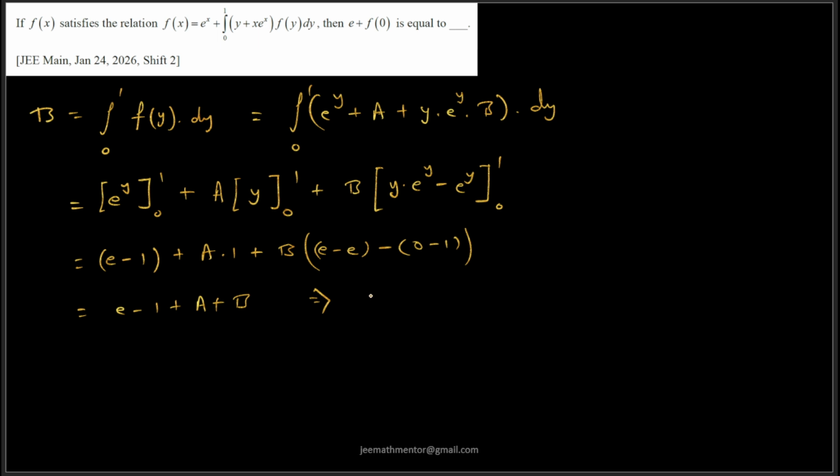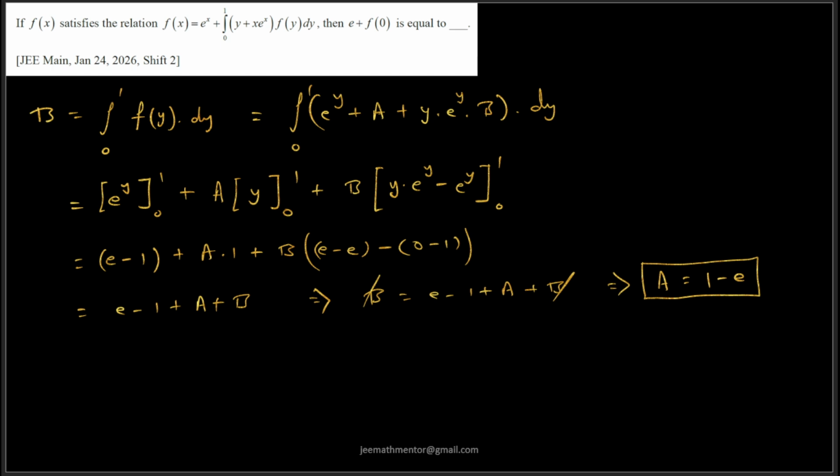And now this gives us b equals e minus 1 plus a plus b, b gets cancelled. And hence we find that capital A equals, I think it's 1 minus e. It's quite interesting. So we got the constant capital A.